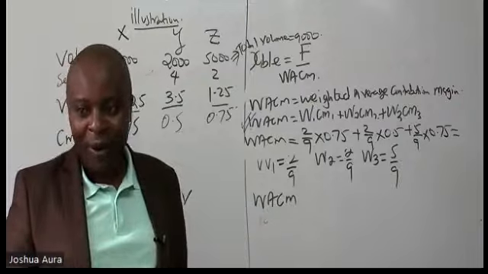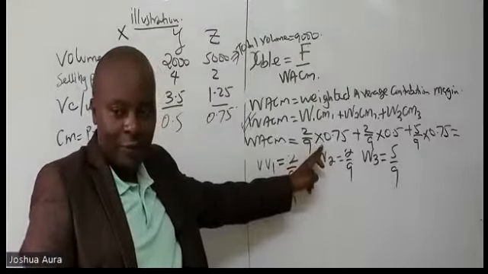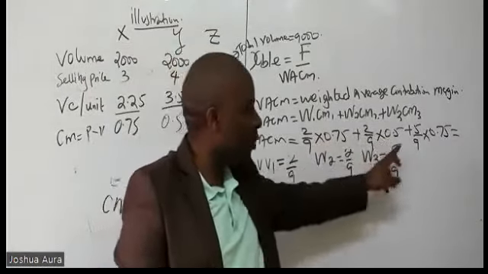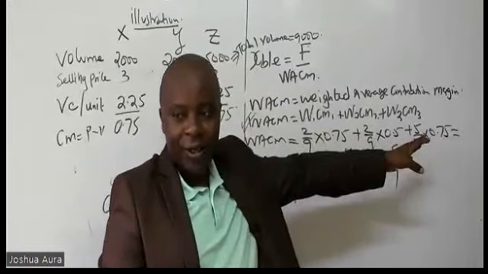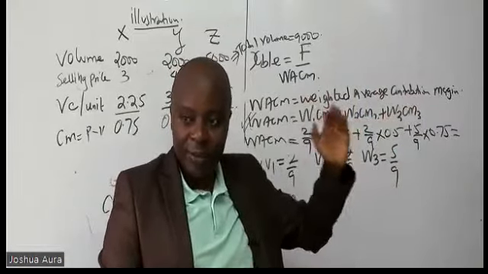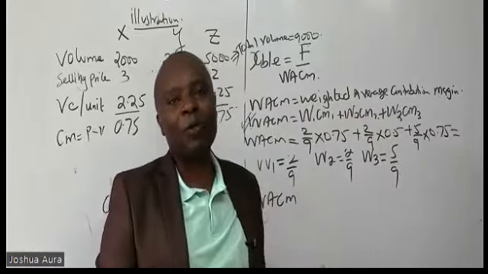Take up your calculator. Press 2 over 9 times 0.75 plus 2 over 9 times 0.5 plus 5 over 9 times 0.75. Remember, you're not required here to round off so much. You must give many decimal places. The more decimal places for working, the better.